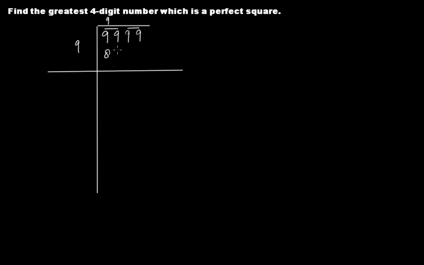We'll use long division method. So first make the pairs. Now 9 times 9 is 81. Subtract here, you get 18. Then write this 9 here. 2 times 9 is 18 in the blank space here. Now let's check what digit can we put here.